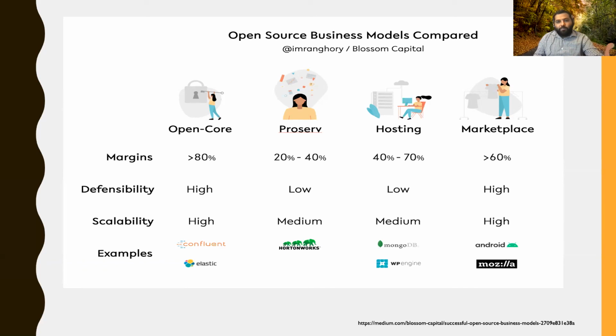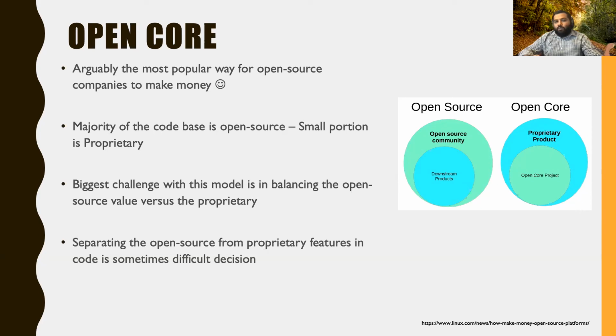The most famous business model, which has been going on for many years, is the open core model. If you compare open core with open source, in open source there's a community around a product. In open core, there is a proprietary product around the open source project, and the open source project can have a community inside it. So that's the main difference.